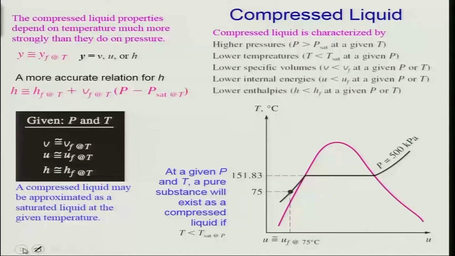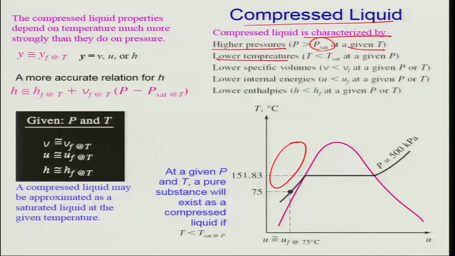Okay, so next we are going to discuss the compressed liquid. Compressed liquid is of course this region, which is the left side of the saturated liquid line. Now this can be characterized by a pressure higher than the saturation pressure at a given temperature, or a lower temperature. Low temperature means less than the saturation temperature at a given pressure.